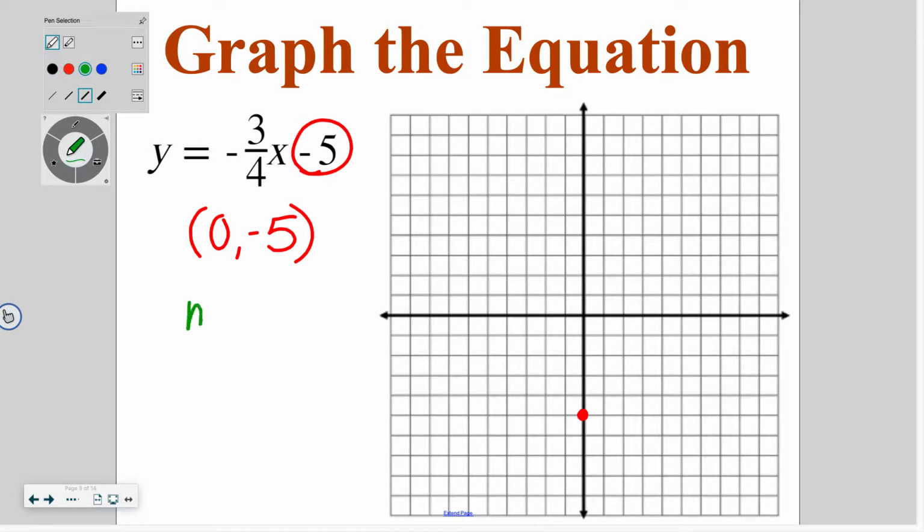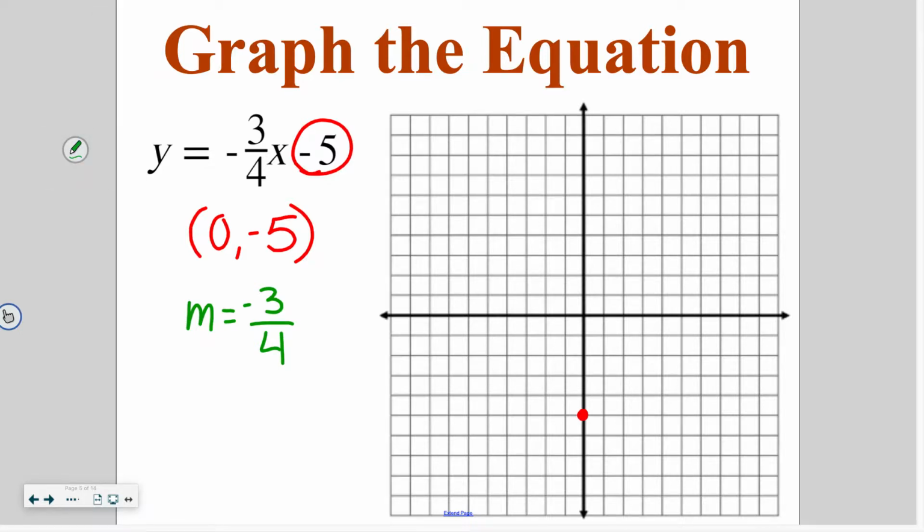Then I'm going to go ahead and I'm going to look at what my slope is. In this case, my slope is already a fraction of negative 3/4. So from this point, this first point that we graphed, not from the origin, we're going to start counting down 1, 2, 3, and then positive 1, 2, 3, 4. That gives us a second point.